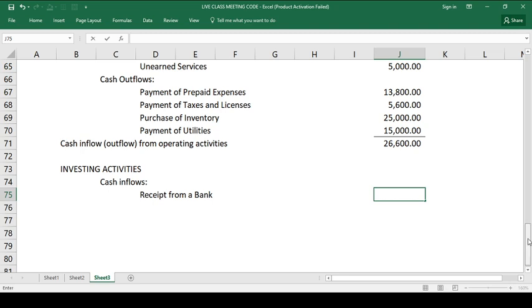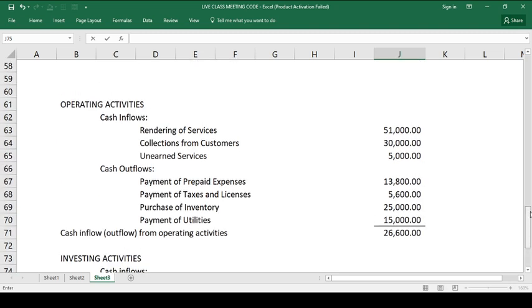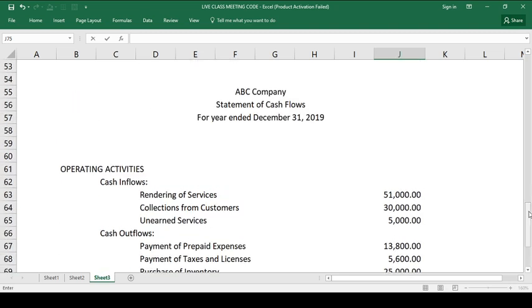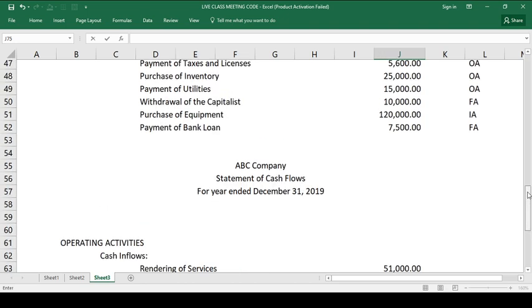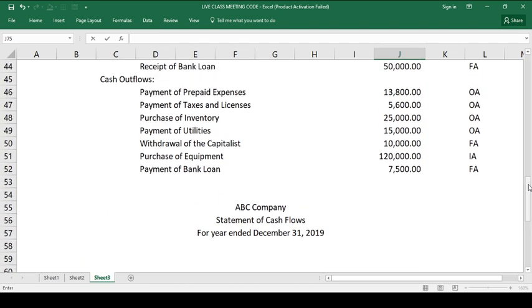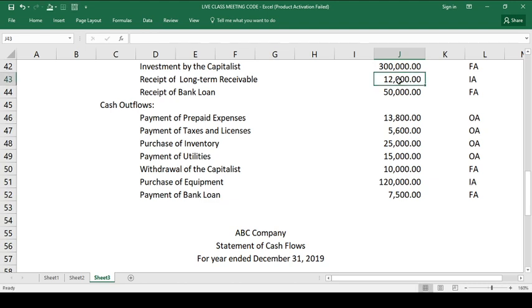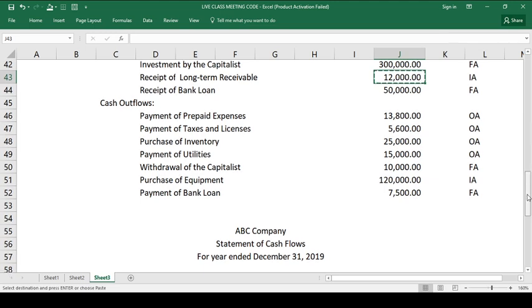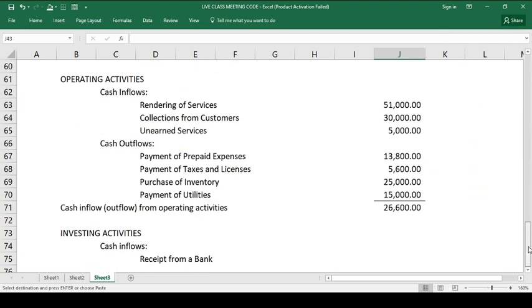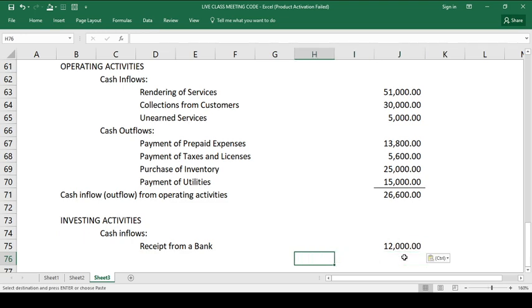Ano po yung amount doon? Balik tayo sa taas ulit. Ayun, the receipt is amounting to 12,000. So, kopyahin lang po natin yung 12,000 at ilalagay as part of the cash inflow. Control V. Dahil wala na namang ibang cash inflow under investing, punta tayo sa cash outflows.